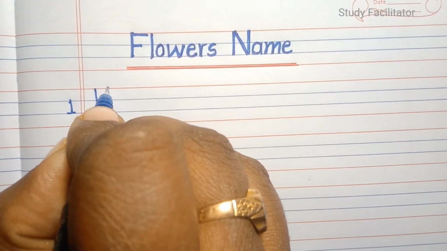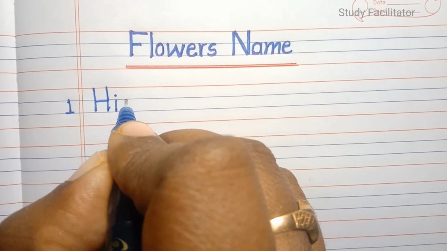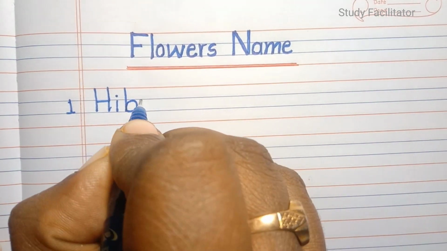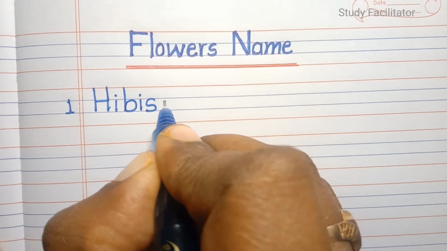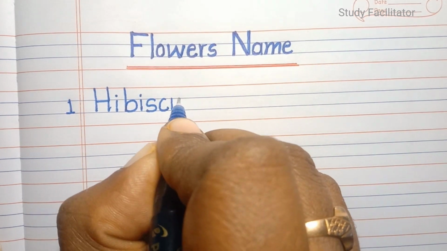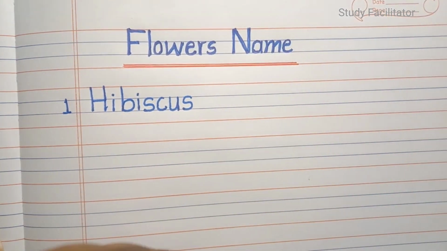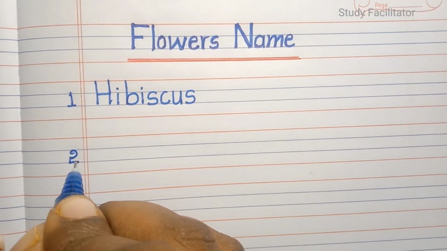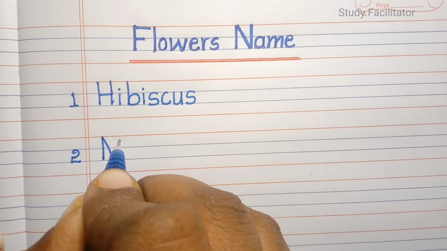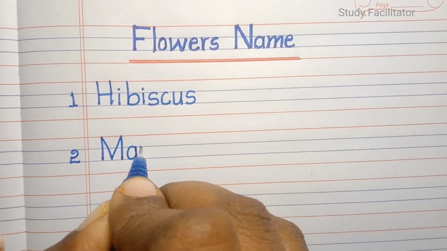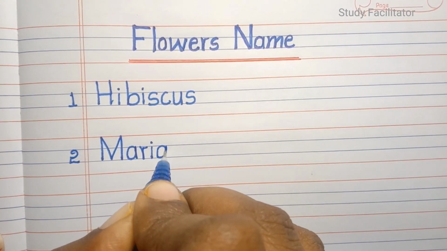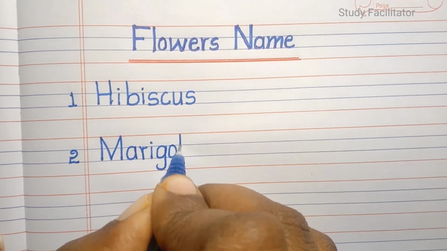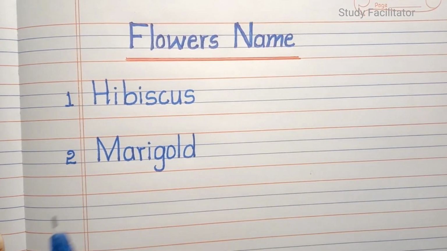In this video, we are going to learn and write flowers' names. First one, hibiscus. H-I-B-I-S-C-U-S. Hibiscus. Second one, marigold. M-A-R-I-G-O-L-D. Marigold.